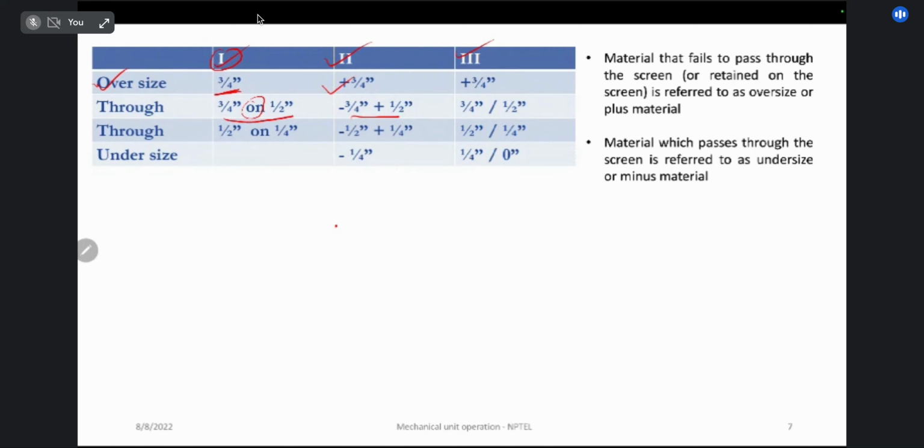This kind of representation you can use. In the third method, you can use the forward slash: 3/4 inch slash 1/2 inch. So it is passed through the 3/4 inch and retained on the 1/2 inch.